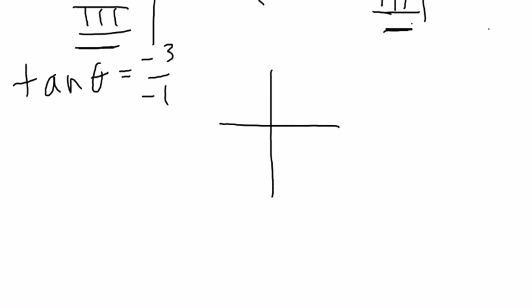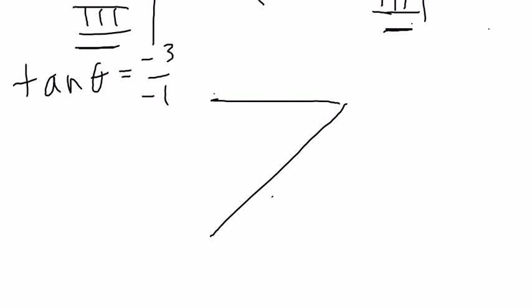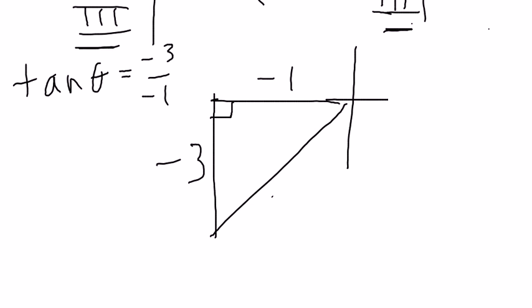This means that my y value is negative 3 and my x value must be negative 1, which puts me right here. And I'm just going to draw this triangle bigger so we can see it a little better. Okay, so we're in the third quadrant. This is a right triangle. My y is negative 3, my x is negative 1. We can use Pythagorean's theorem to find the radius or hypotenuse.